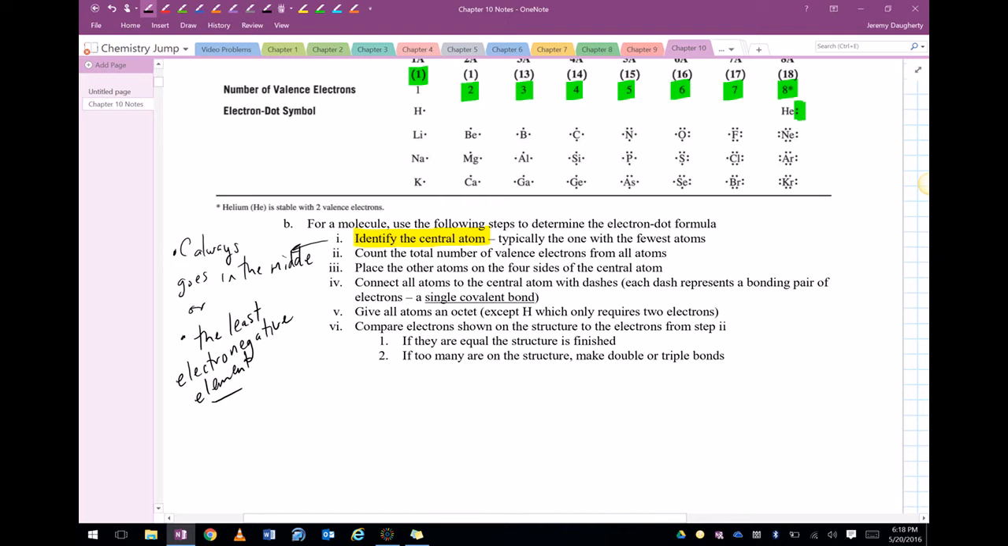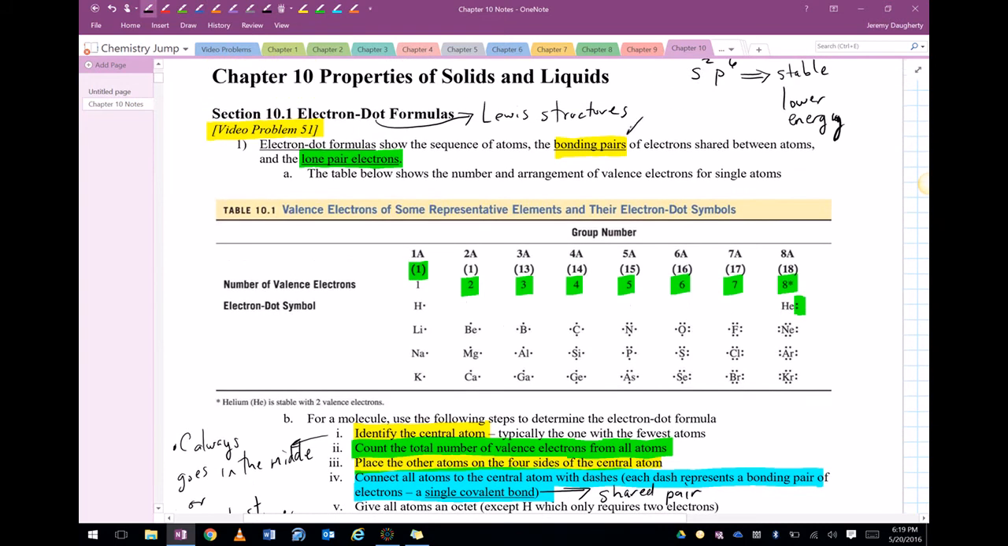So first, get the central atom. Second, you want to count up the total number of valence electrons from all atoms. Just write out the atoms and how many valence electrons each atom contributes. Third, surround the central atom with the other atoms. Then connect all of those atoms with dashes, and each dash represents a single covalent bond, which is a sharing of electrons. So that is a shared pair of electrons, or as we set up here, a bonding pair.